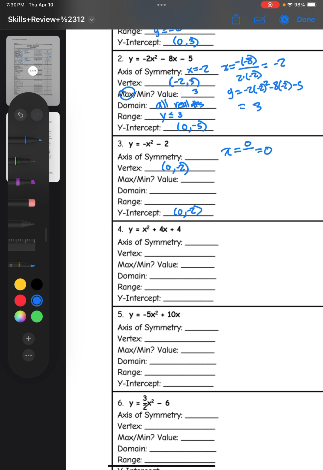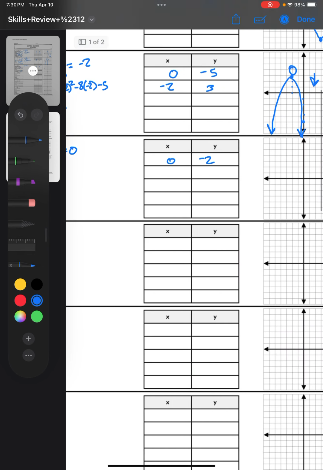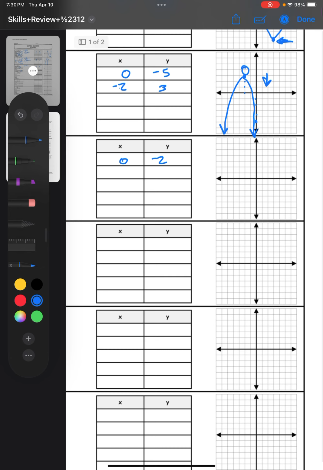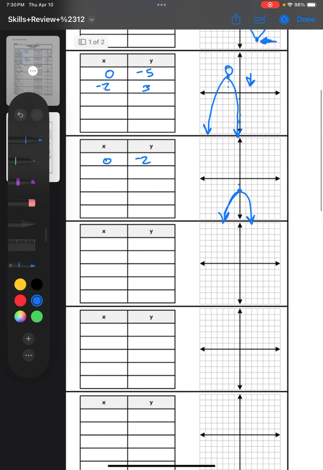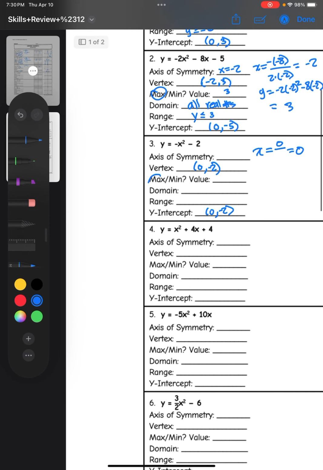Our y-intercept is our vertex here. So I'm just going to show it here, 0, negative 2. Obviously you're going to graph more points, but that's the shape. So we have a max, right? The top of the graph, which is negative 2. Axis of symmetry here is just x equals 0.